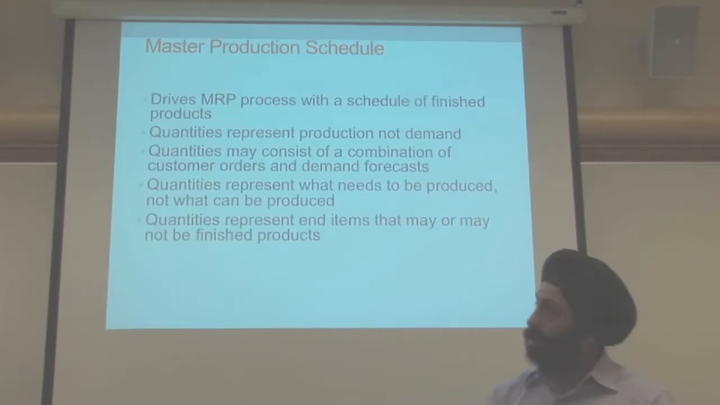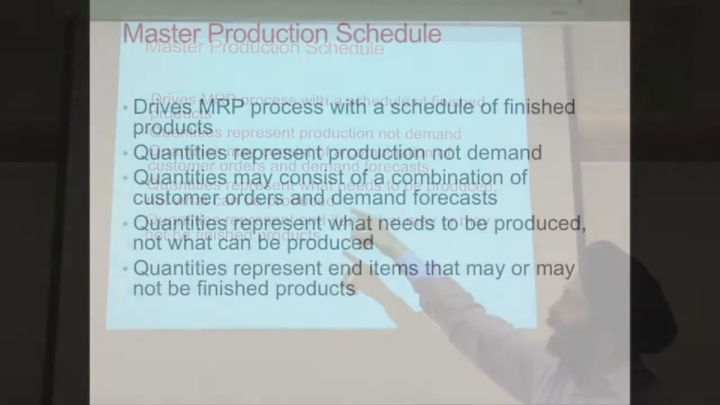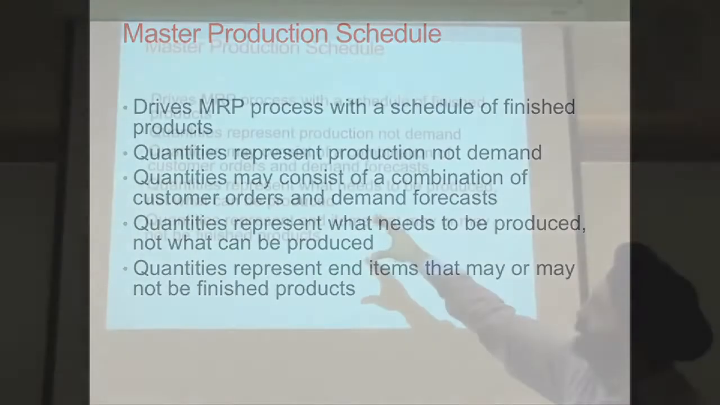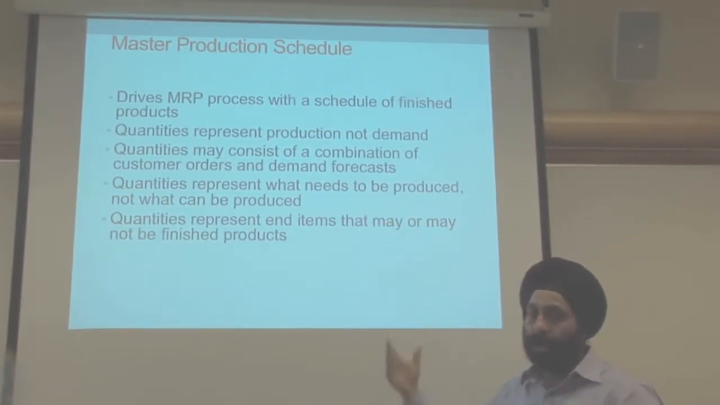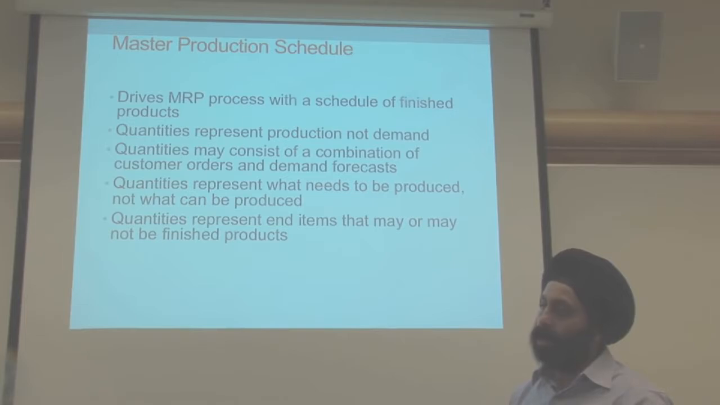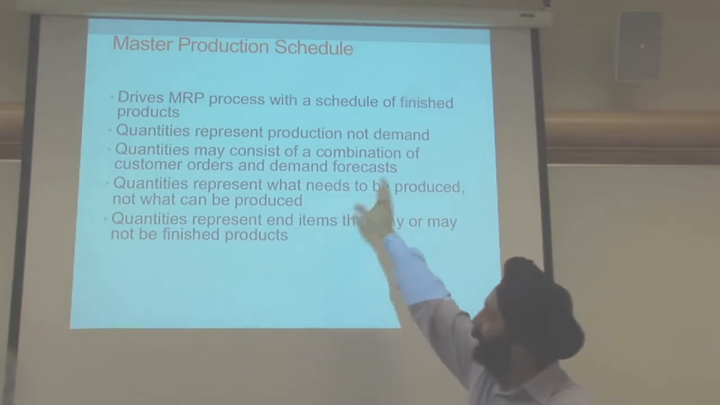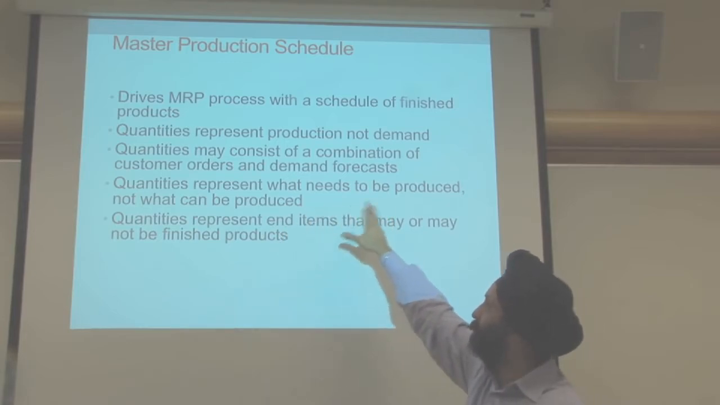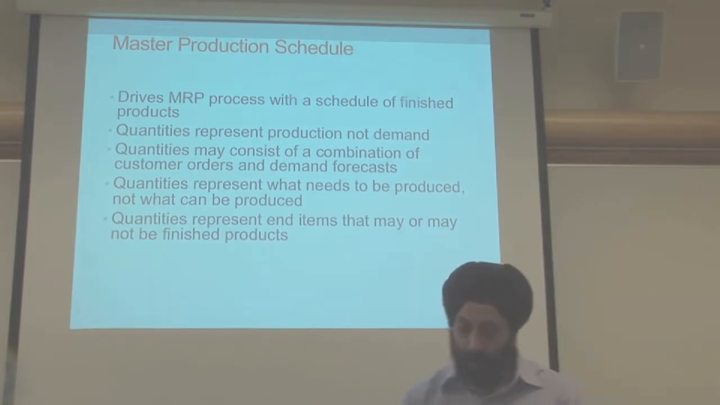So in this case, master production schedule drives MRP process with a schedule of finished products. Quantities represent production, not demand. And in this case, quantities may consist of combination of customer order and the demand forecast that we mentioned. If you recall our discussion in the previous chapter on available to promise or capability to promise. So that's the actual production, not demand forecast. And then quantity represents what needs to be produced, not what can be produced. It represents an item that may or may not be finished products.